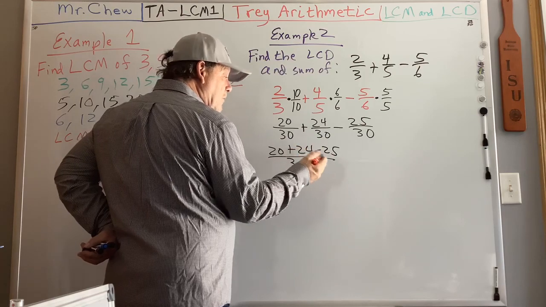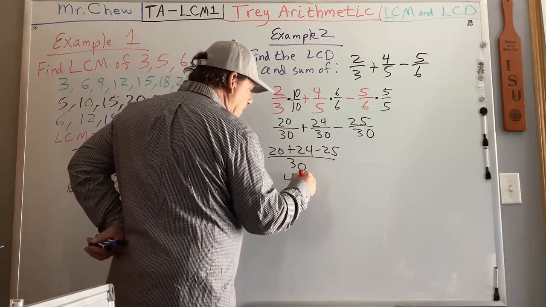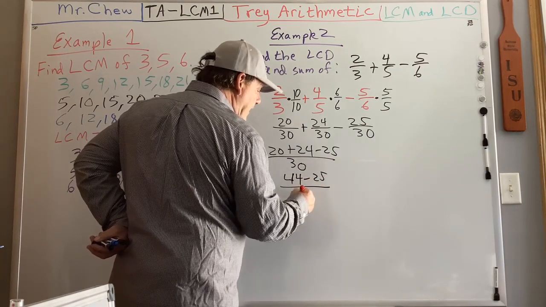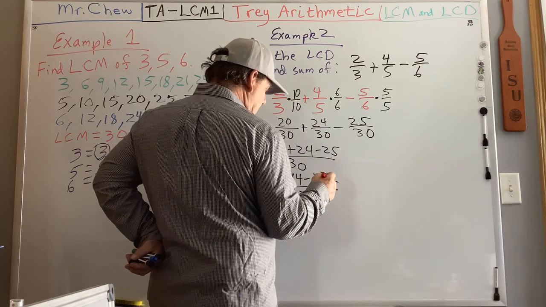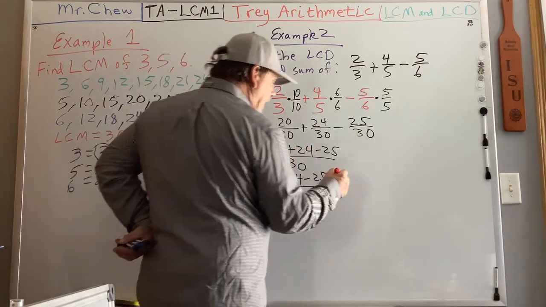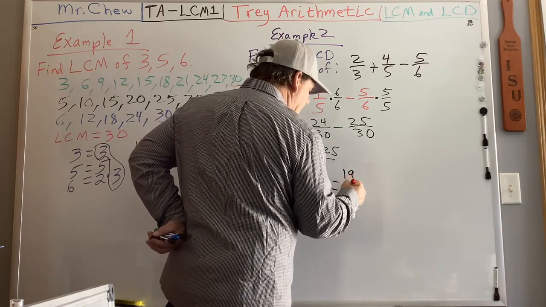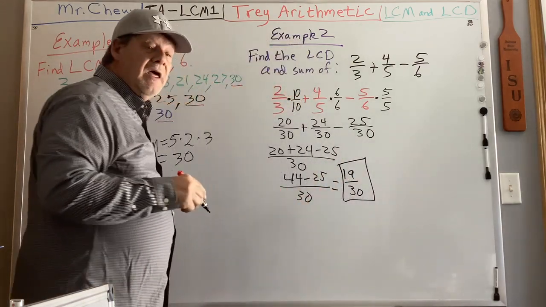20 plus 24, use the order of operations, is 44. Minus the 25 over 30, which ends up being 44 minus 25, which will be 19/30ths. And that cannot be reduced. And that is your answer.